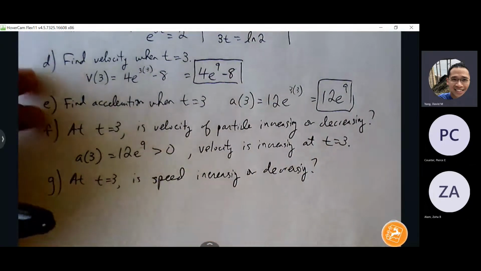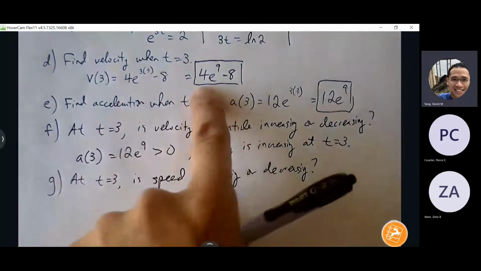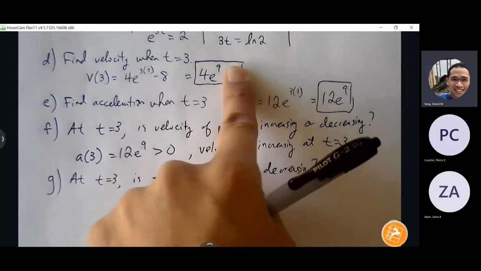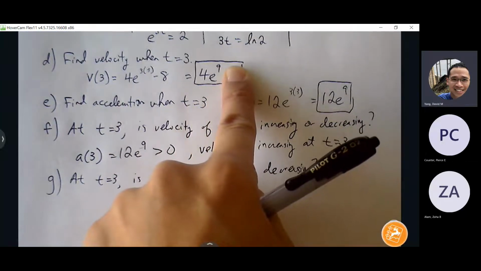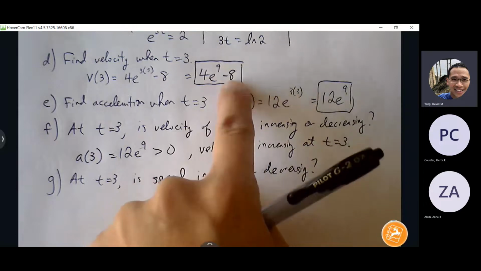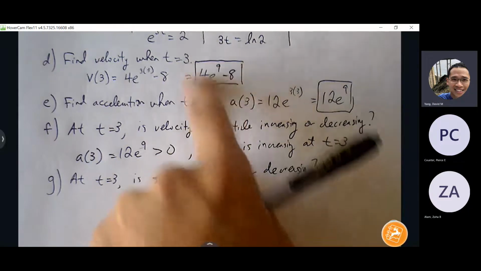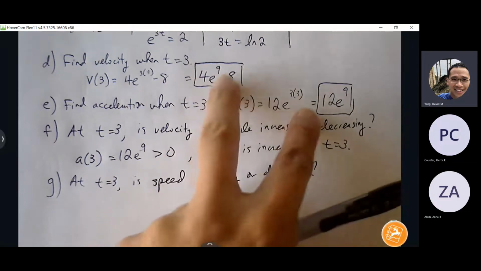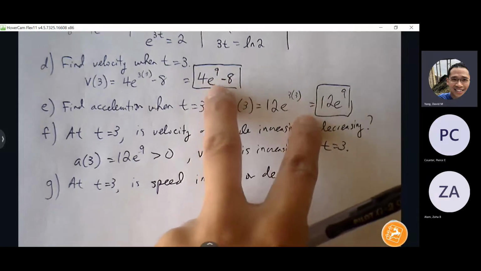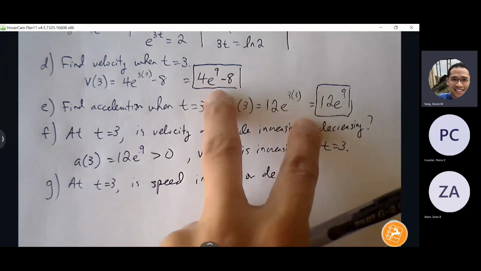And conveniently, we have both d and e to help us out. 4e to the 9th, that's a pretty large value. That's like 3 to the 9th power. It's much greater, so that minus a is not going to do anything to it, it's still positive. So you have a positive velocity, you have a positive acceleration. They're both the same sign, therefore speed is increasing.